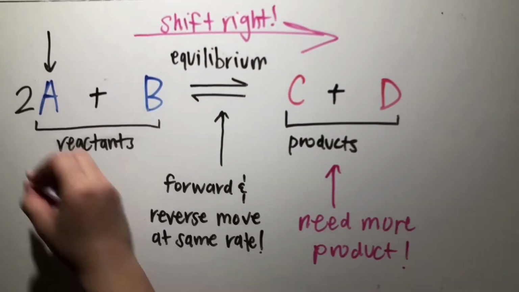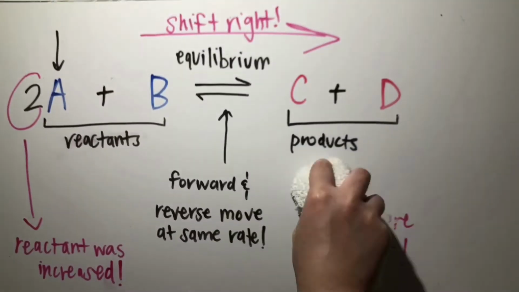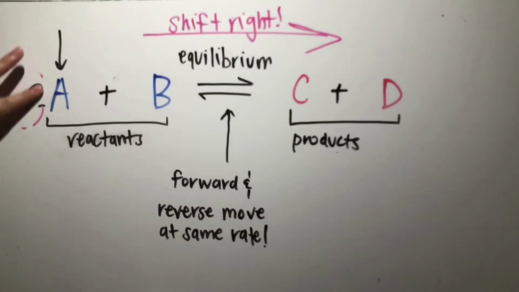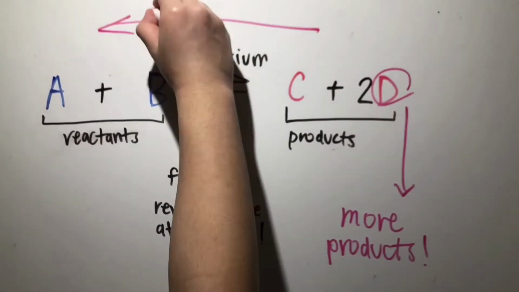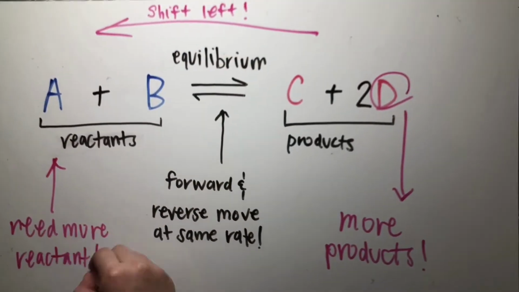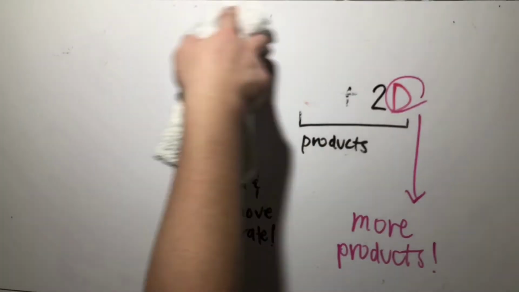Let's say you want to add more of A, which is a reactant. Since you added more of A, the reaction will shift toward the right to make sure that the corresponding amount of product is increased. When a sufficient amount of product is created, the reaction will go back to equilibrium. Conversely, if you were to add more product, such as C, the reaction will move to the left to produce more reactant until the reaction is at equilibrium again.